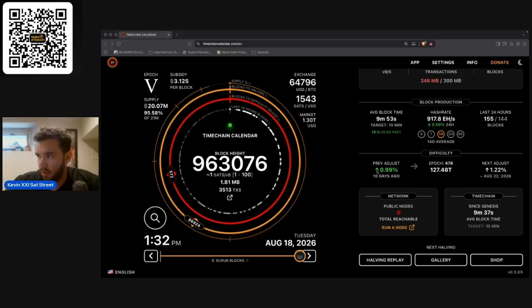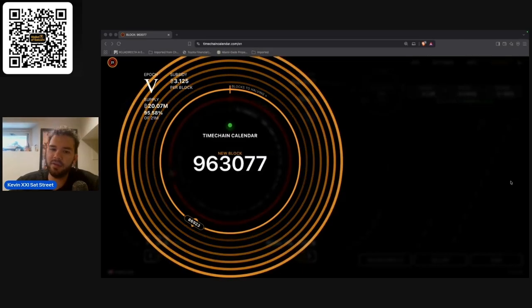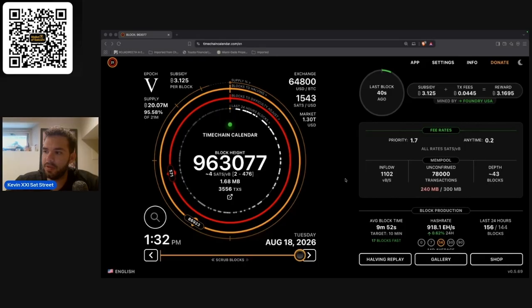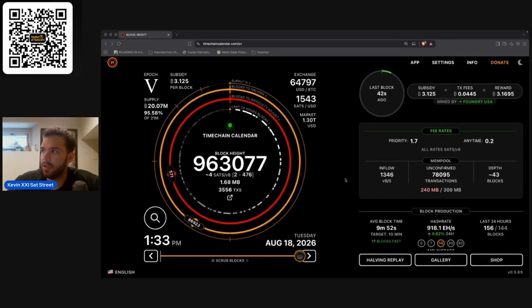Right here we have the previous adjustment, which was 10 days ago. It's up by 0.99%. Then the next adjustment right here will be on August 22nd, 2026. So that's coming up. Oh, and look at that, we got a new block. So now it's 963,077. We just saw that live. So that means more Bitcoin is being put into the network. But yes, let's keep it moving to the next point.